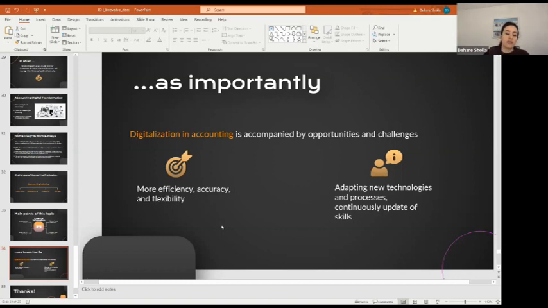I will just take an example. Some companies provide cloud accounting, which means that everyone can have access to the accounting information and not necessarily be physically there or do the accounting job in a traditional way. So this digitalization is also related to adapting new technologies and processes, but without forgetting to update the skills.